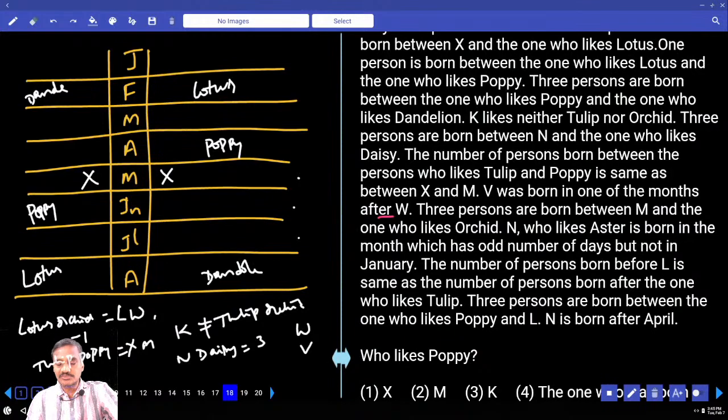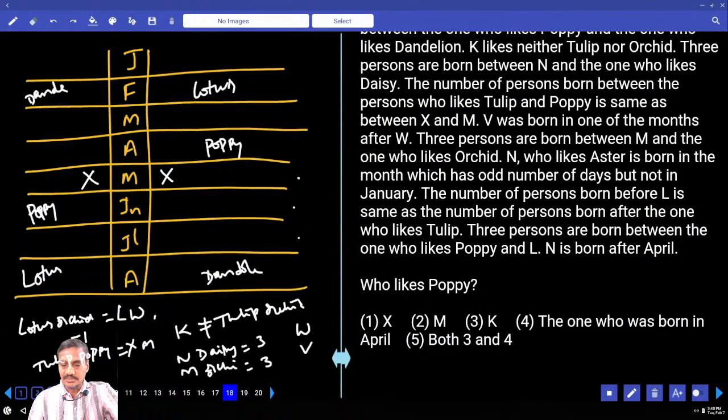And 3 persons born between M and the one who likes orchid. Now between M and orchid, how many persons are there? There must be exactly 3 in between. M and orchid, there must be exactly 3 persons. And N who likes aster is born in the month which has an odd number of days but not in January. That means N was born in which one?